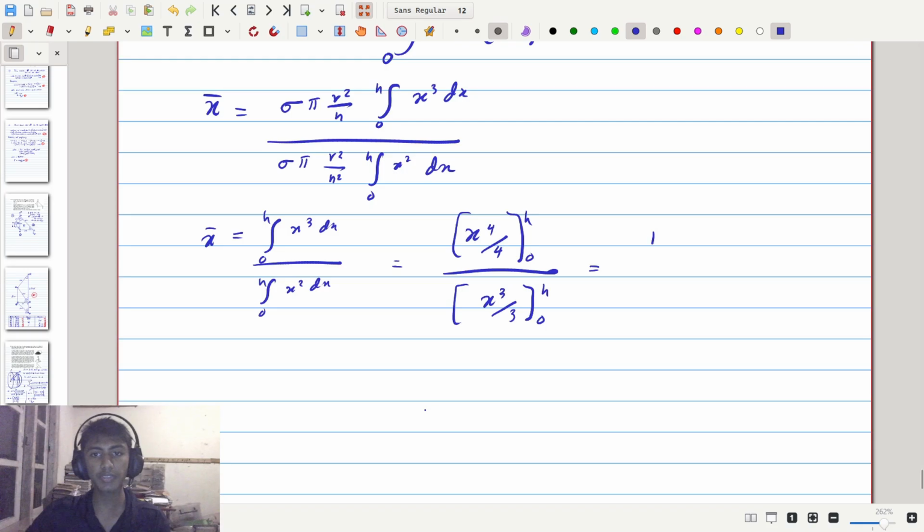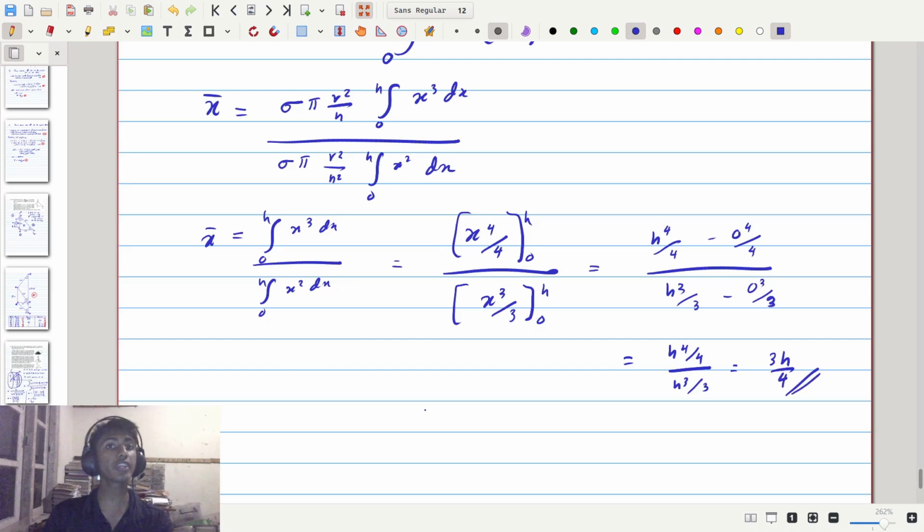Substituting in, we have h to the power of 4 divided by 4 minus 0 to the power of 4 divided by 4, divided by h to the power of 3 divided by 3 minus 0 to the power of 3 divided by 3. Simplifying down, we have h to the power of 4 divided by 4 divided by h to the power of 3 divided by 3, which simplifies to 3h over 4. So the distance here is 3h over 4.